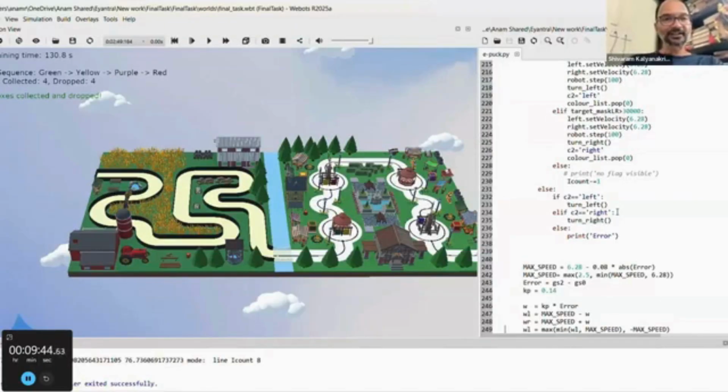So, Anam, which class are you and where are you? Sir, I've just started my class 8 and I am in Goa, Udar International School.